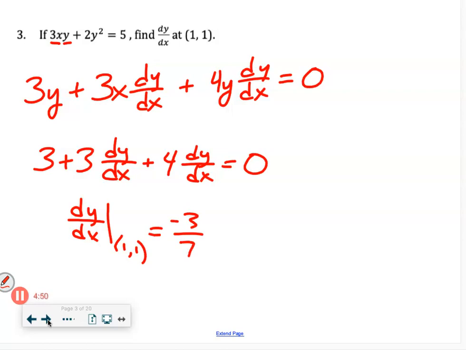So implicit differentiation with product rule. Yeah, Keegan. Can you explain how you got to the last time? Oh, I add those together, you get 7. And subtract the 3 and divide by 7?